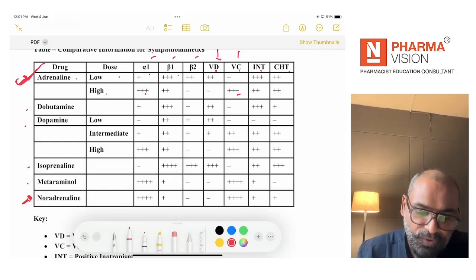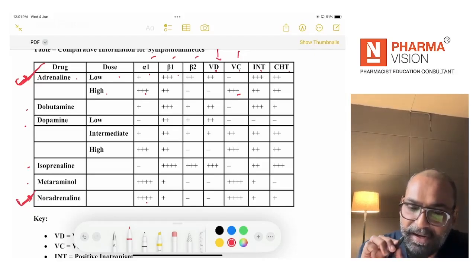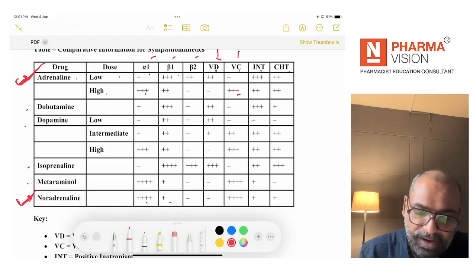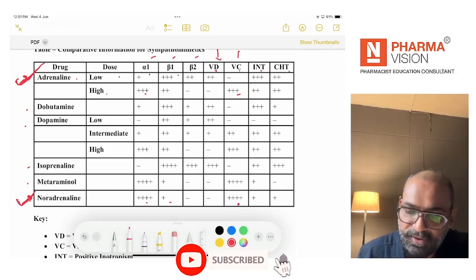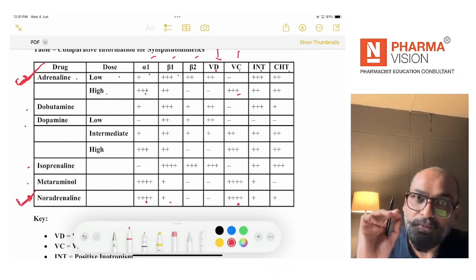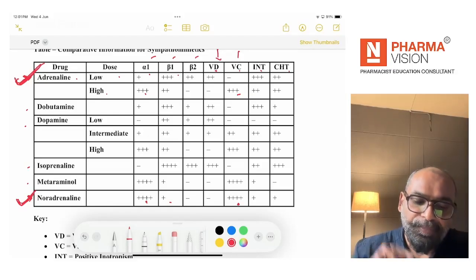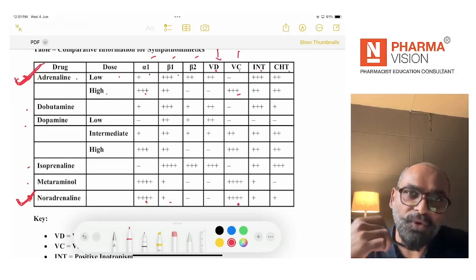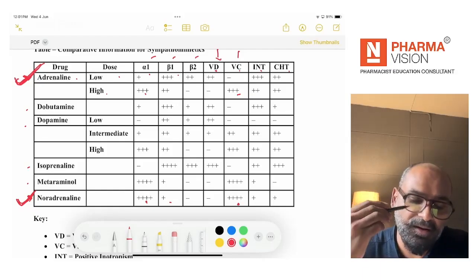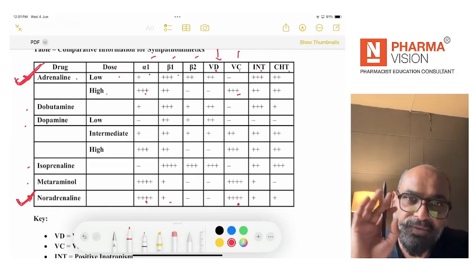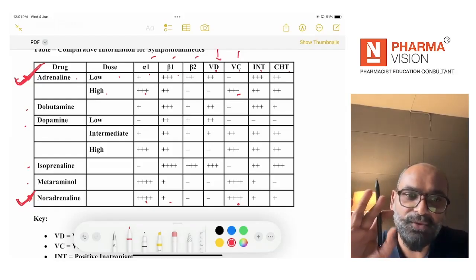On the other side, noradrenaline has a dominant effect on the alpha 1 receptor, and a very limited and minimal effect on the beta 1 receptor. That means noradrenaline is mainly causing vasoconstriction. This is the difference between adrenaline and noradrenaline. So you must remember this difference. In a normal situation, adrenaline has more effect towards the beta 1 receptor, and noradrenaline has a dominant effect on the alpha 1 receptor. That is the point you have to fix in your mind. Based upon that, you might expect questions.